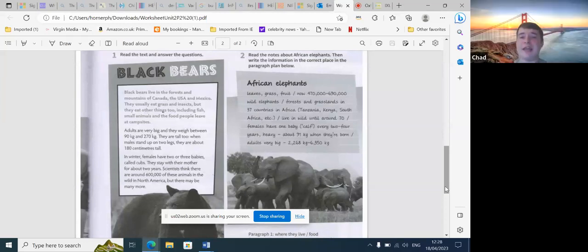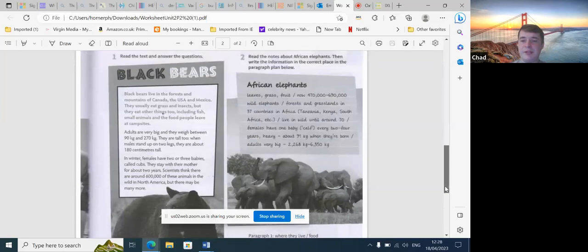Okay, well, could you read this text about the African elephants? Now, these are notes, so it's all fragmented as such. So read this text, and then I'm going to get you to put them into the right paragraphs.